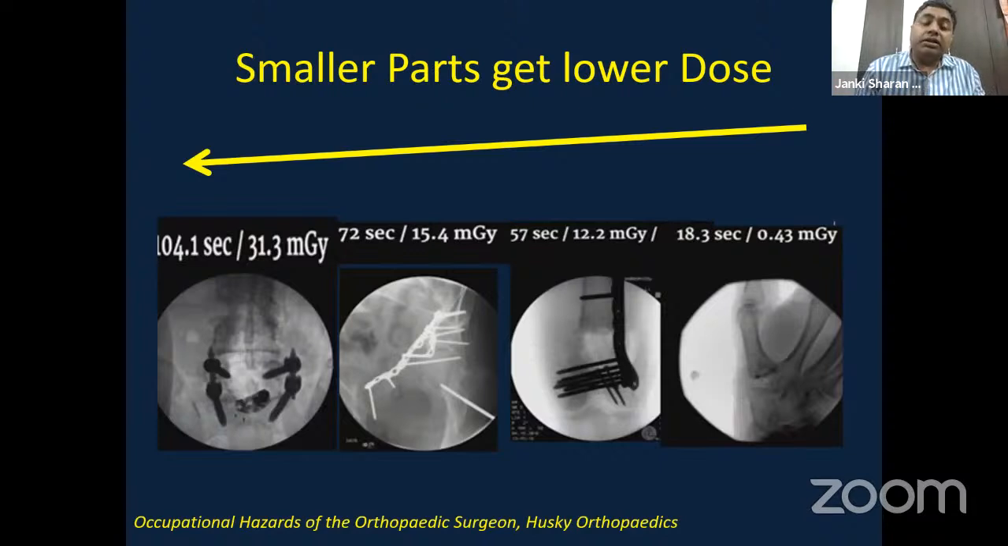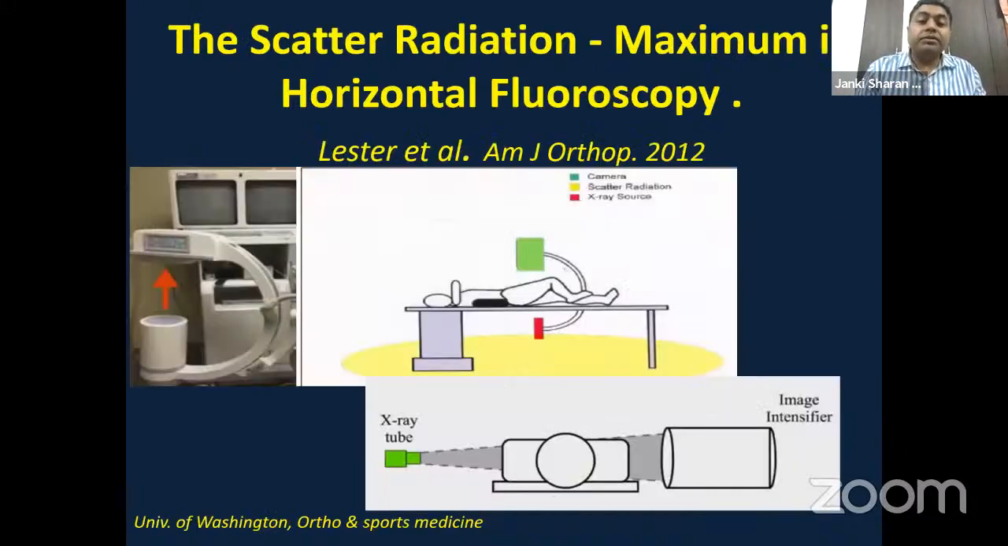Then you should remember that when you compare the trauma surgeon with the spine surgeon, in the literature in 2021 it is written that the spine surgeons are getting 5 to 10 times more than the trauma surgeons, even if they are operating almost equally. Then what we are getting mainly is scattered radiation. The direct radiation which the patient is getting, commonly what we get is in our dominant hand, which is the most common area where you get most of the radiation.